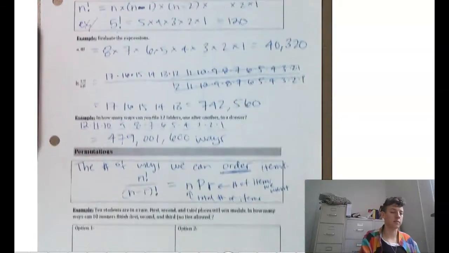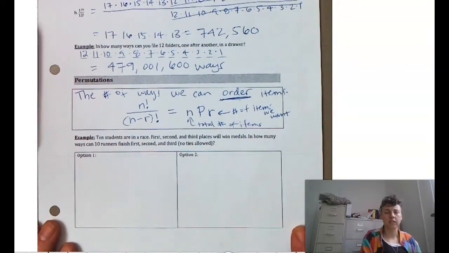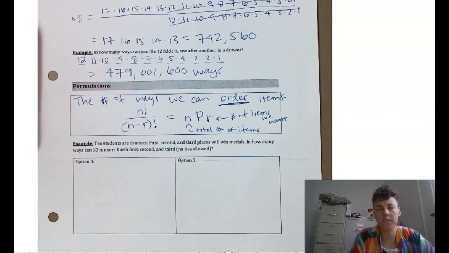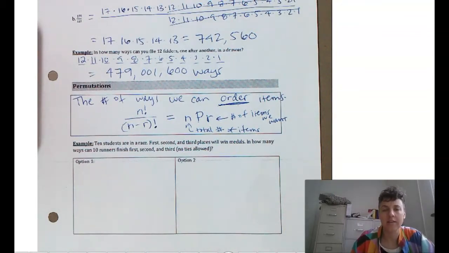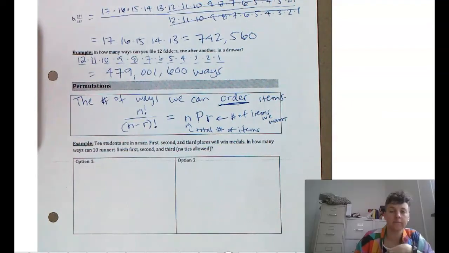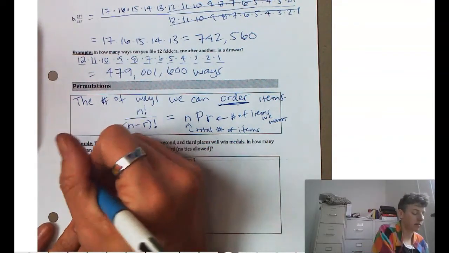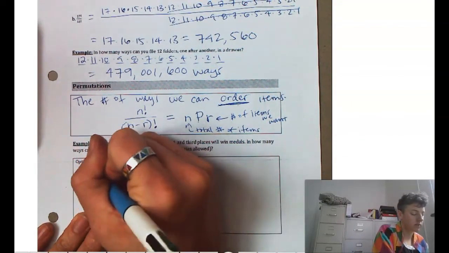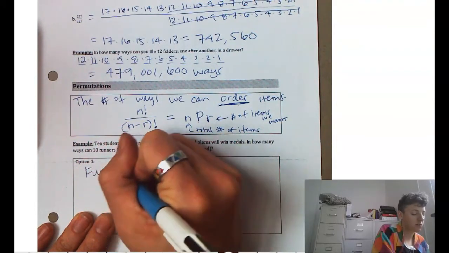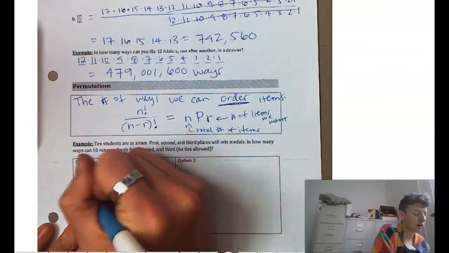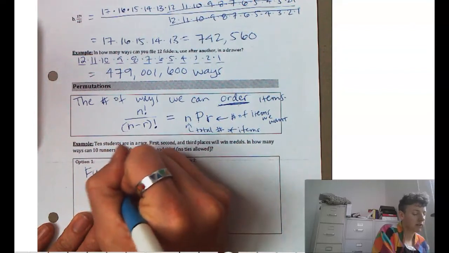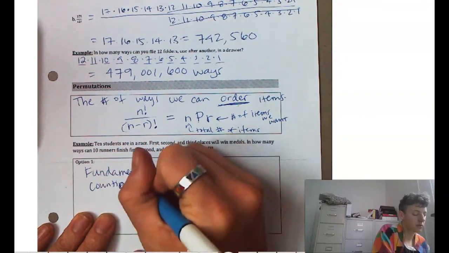Alright, let's check this out. 10 students are in a race. First, second, and third places will win medals. How many ways can 10 runners finish in first and second and third if there are no ties allowed? We could do this with the fundamental counting principle.